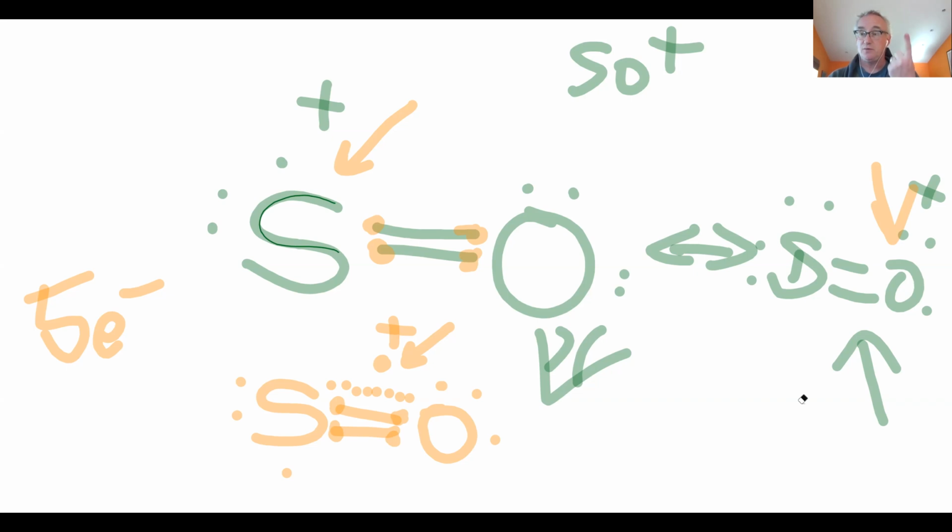If they were sharing 2, it would be 1. If they were sharing 4, it'd be 2. If they were sharing 6, it would be 3. Now they're sharing 5. 2.5. 2.5, right. And what did the molecular orbital diagram predict would be the bond order for this molecule? It was 2.5.